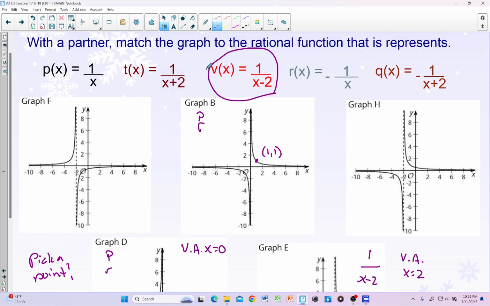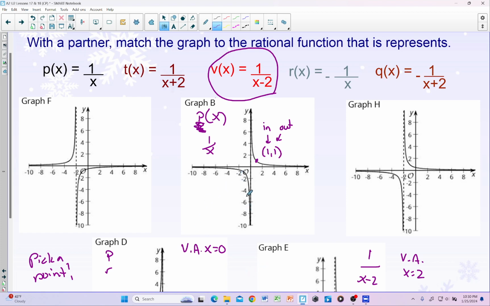Which one of these functions can I plug an input of 1 into and get an output of positive 1? Is it going to be 1 over x or negative 1 over x? Well, let's see. This one, if I plug 1 in for x, 1 over 1 is positive 1. So this one's p of x. This one is the positive 1 over x. It's in the first quadrant, positive, positive.